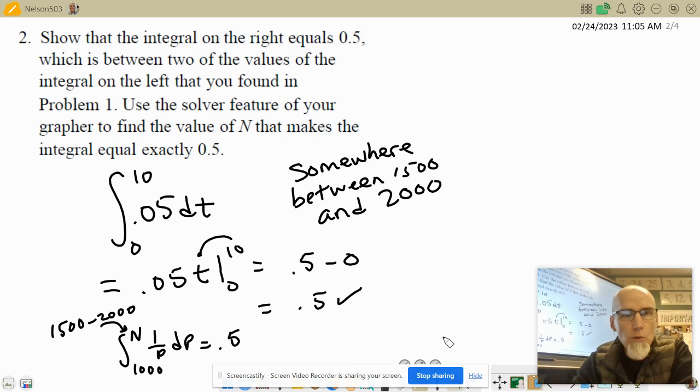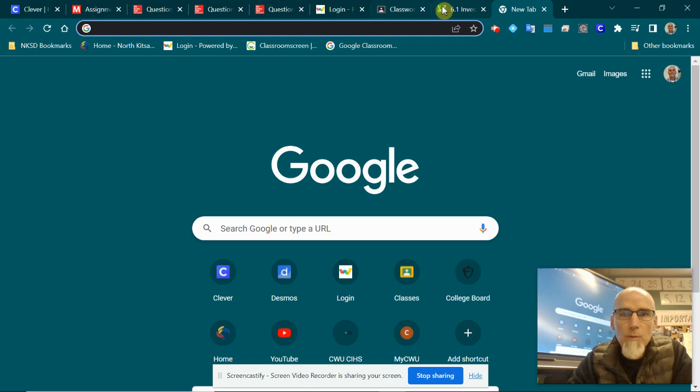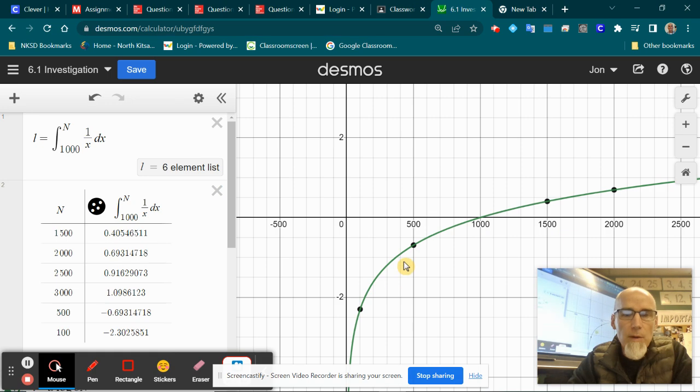All right, in problem 2, we showed that the integral on the right equaled 0.5, right? And they asked us to numerically solve it on the integral on the left equal to 0.5. So somewhere between 1500 and 2000, we were saying needs to be plugged in for n to give us a 0.5. And it took me some adjusting on my Desmos sketch to make this function go through those black points. So notice what I did here.